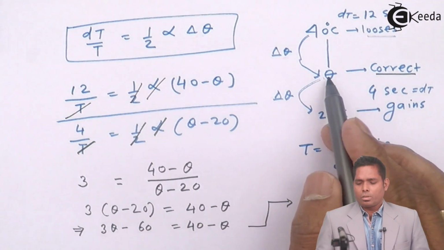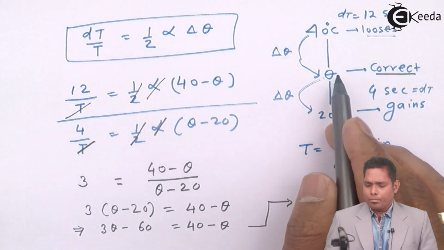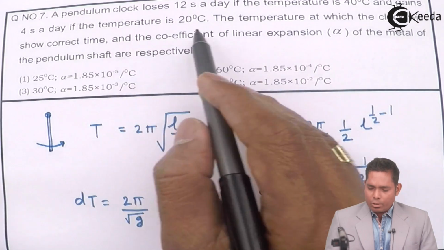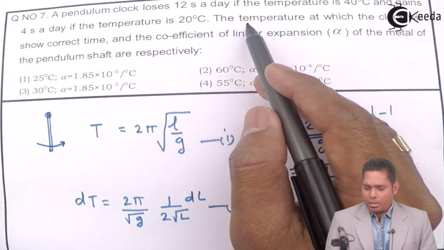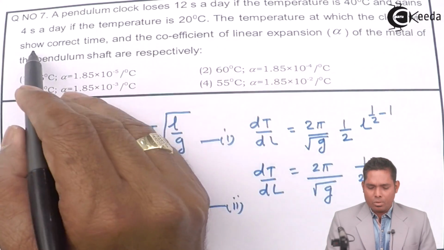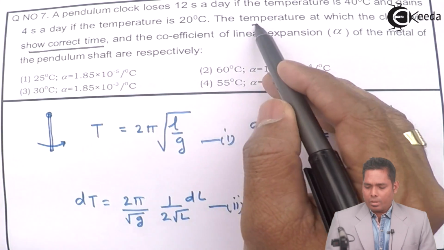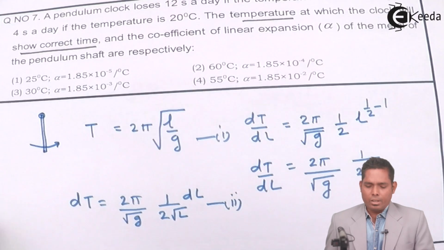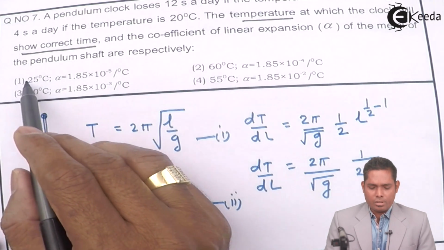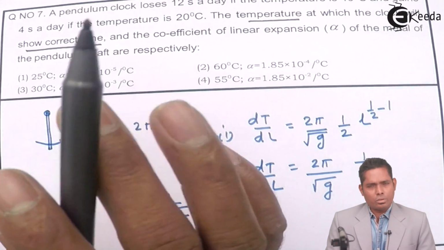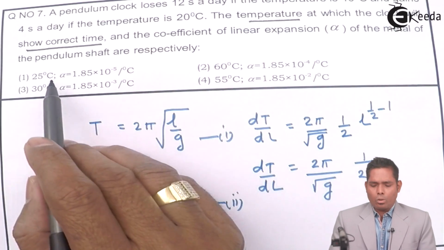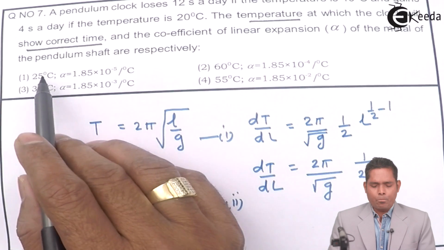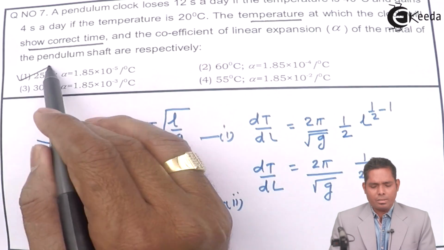So this is the temperature when it gives the correct time. In the question, we are asked to find the temperature at which the clock gives correct time. That temperature we found as theta, which is 25 degrees centigrade. So if this is the answer, then I will just advise you not to go to find that alpha value, because once you get this, this will be the answer.